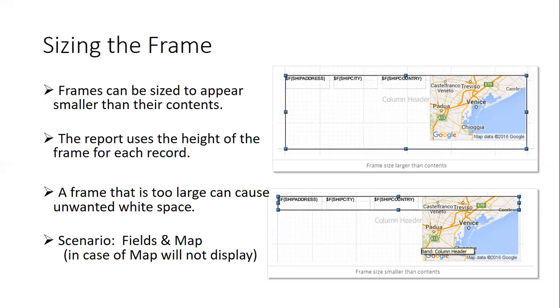So let us consider this situation. We are supplying some parameters to this report, and for certain selections of the parameters, we are not going to get the map in the output. In those situations, if we go with the first design, that means the frame size larger than its contents, then we will end up with white spaces in the output. But in the recent releases, we have the flexibility to make the frame size smaller than its contents. So whenever there is no map displayed in the output, we can avoid the empty spaces in the report output. So this is about the sizing the frame concept.